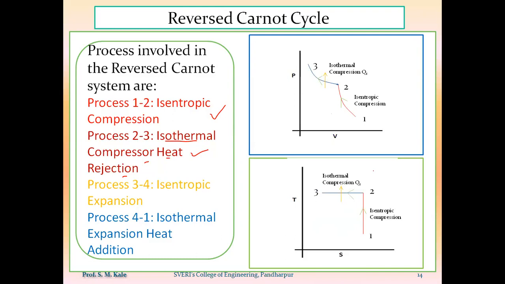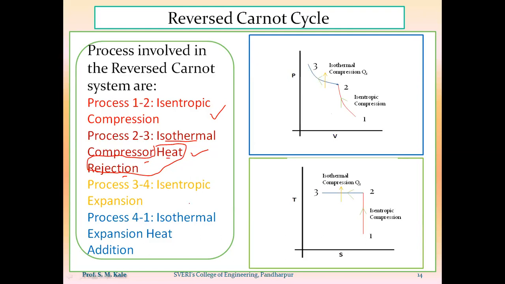The isothermal compression heat rejection process will be drawn likewise on the TS diagram. As the word isothermal is there, it is a constant temperature line, so a horizontal line pointing towards the left side. Why towards the left side? Because of this heat rejection process, the value of entropy during this process goes on decreasing. That is why this will be the 2 to 3 process.